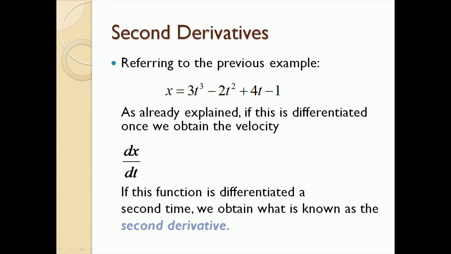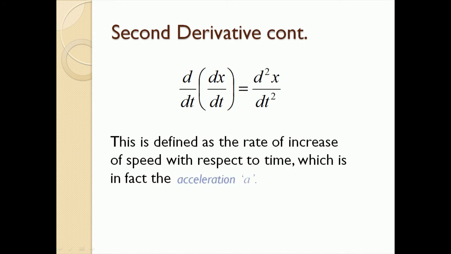We shall now discuss the second derivatives, referring to the previous example where x is given by this cubic equation. As already explained, if this is differentiated once, we obtain the velocity dx by dt. If this function is differentiated a second time, we obtain what is known as the second derivative. This is denoted by d2x by dt squared. This is defined as the rate of increase of speed with respect to time, which is in fact the acceleration a.